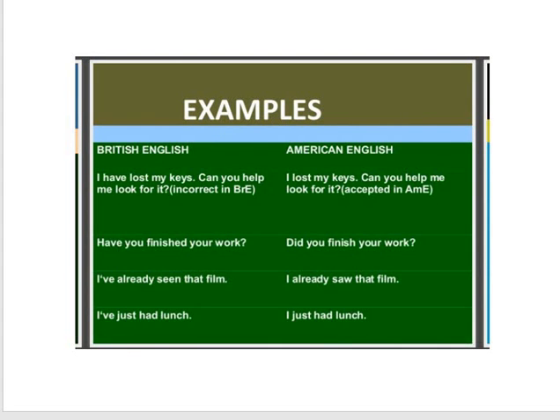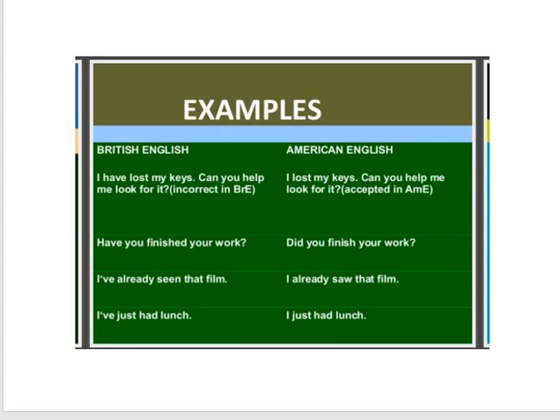Examples: British English: I have lost my keys. Can you help me look for it? American English: I lost my keys. Can you help me look for it? Accepted in America. In British English: Have you finished your work? And in American English: Did you finish your work?